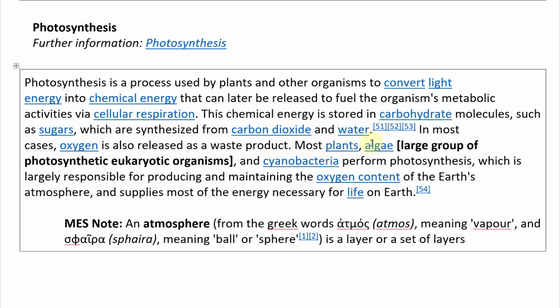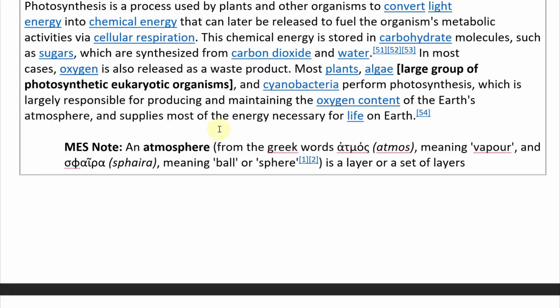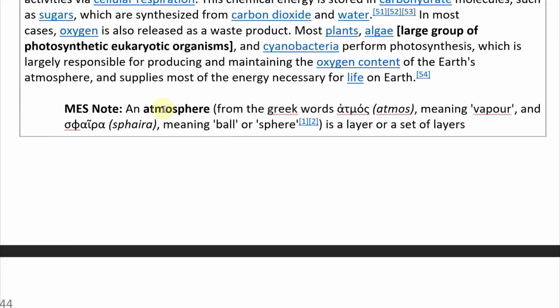Most plants, algae, a large group of photosynthetic eukaryotic organisms, and cyanobacteria perform photosynthesis, which is largely responsible for producing and maintaining the oxygen content of the Earth's atmosphere and supplies most of the energy necessary for life on Earth. So basically CO2 plus water, you get energy from that in the form of carbohydrates, sugars, and oxygen is also released as a waste product in most cases, and oxygen is needed for breathing and pretty much for life on Earth, and for cellular respiration, or energy production.